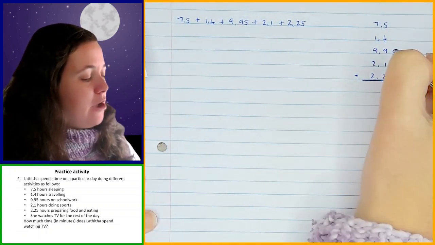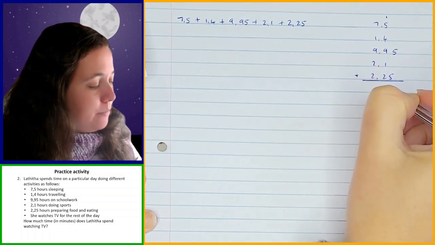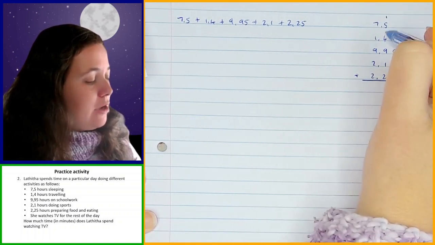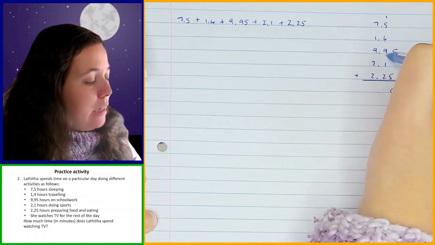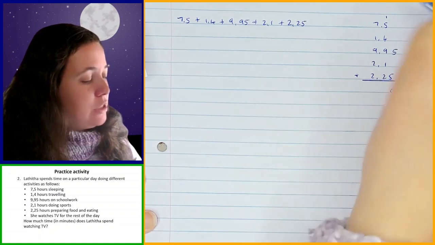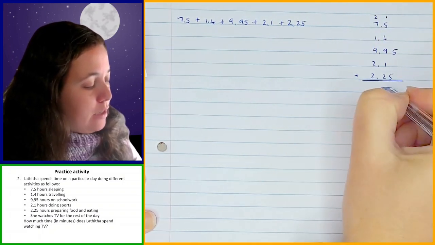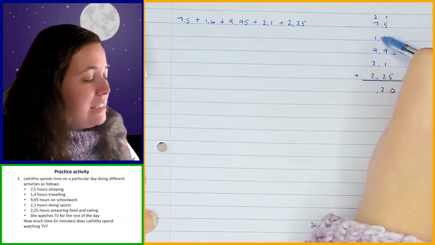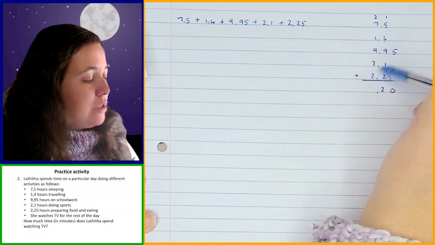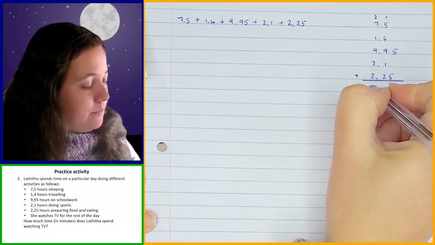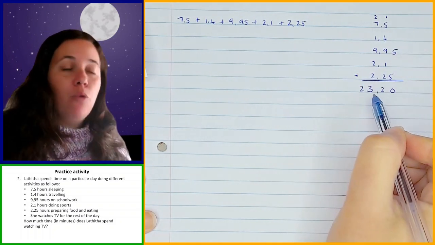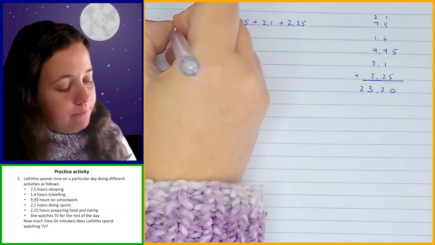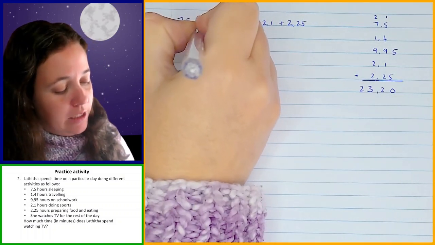Right, so first, 5 plus 5 is 10. Then I've got 1 plus 5 plus 4, that's 10. 9 plus 1 is also 10, so that's 20. Plus 2 is 22. Then I've got my comma. Then 2 plus 7 plus 1 is 10. Plus 9 is 19. Plus 2 plus 2 is 23. So you should have got 23.20 for that, or just 23.2.